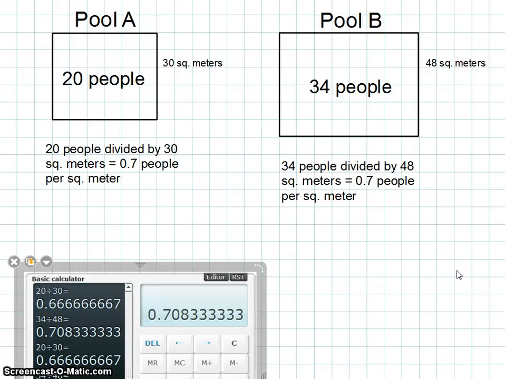So, alright. I hope that after watching the 2 parts of the video, you were able to understand how we can compare the crowdedness of 2 or more places, and through that process decide which place or area is more crowded.